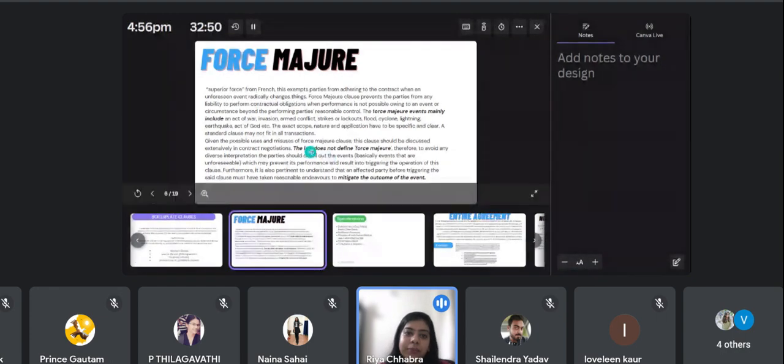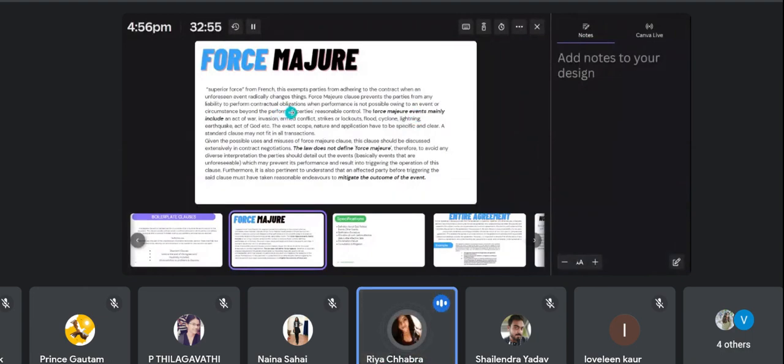So the force majeure clause describes that it prevents the parties from any liability to perform contractual obligations when performance is not possible owing to an event or circumstance beyond the performing party's reasonable control. So A tried all its means to continue with the production of the software, but because of the COVID situation, he failed to. This condition will be covered under the force majeure clause.